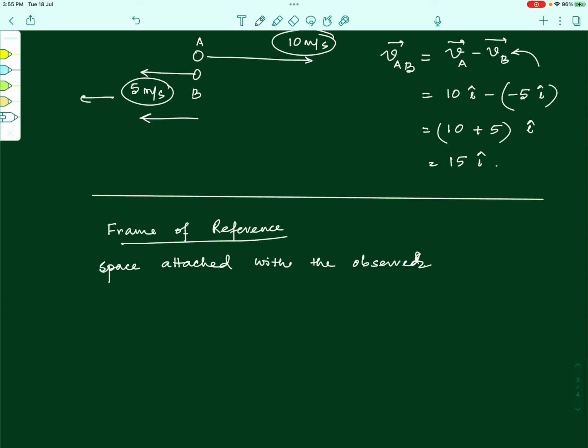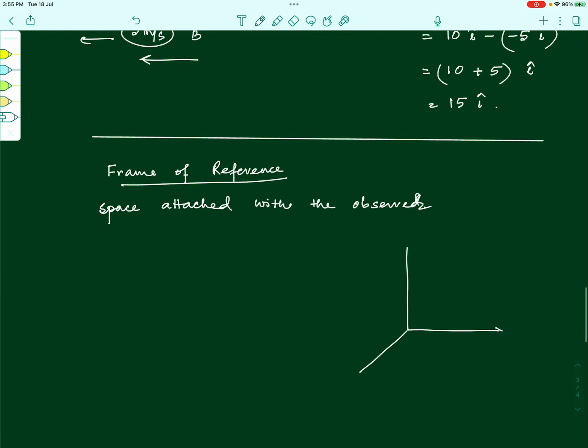Generally, we represent the frame of reference with a three-dimensional space. The x, y and z axis together form a three-dimensional space. We can call this space which is attached with the observer, that is observing the bodies, its frame of reference. So nothing very different about what we have already observed here.